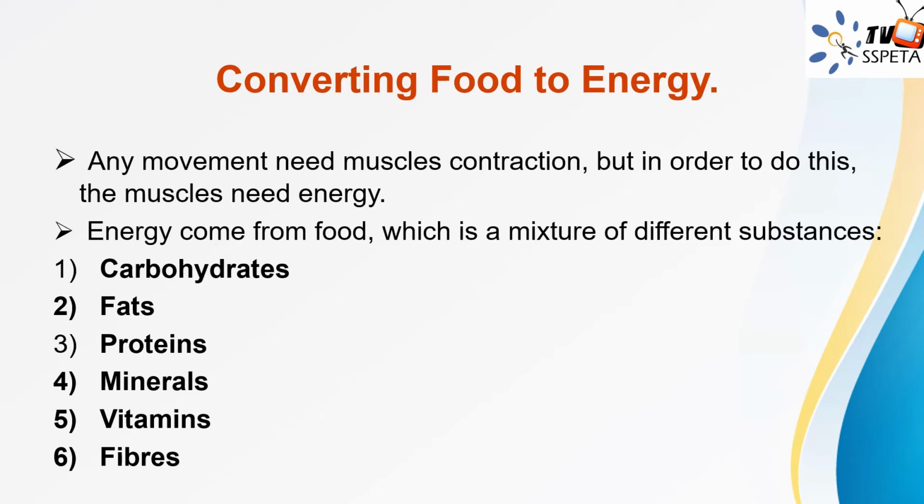Converting food to energy. Any movement needs muscle contraction, but in order to do this, the muscles need energy. Energy comes from food, which is a mixture of different substances: 1. carbohydrates, 2. fats, 3. proteins, 4. minerals, 5. vitamins, 6. fibers.